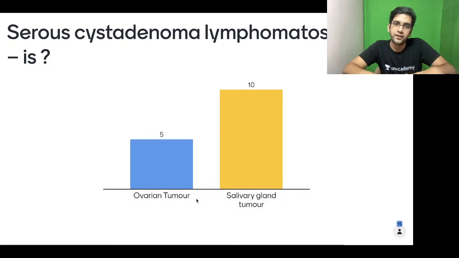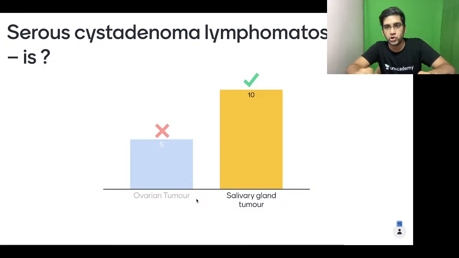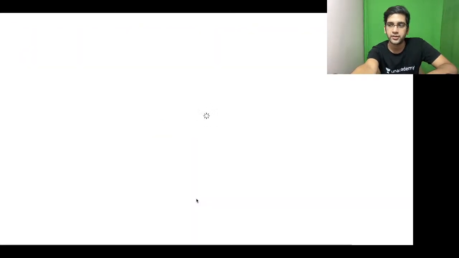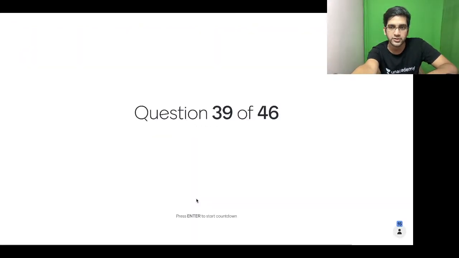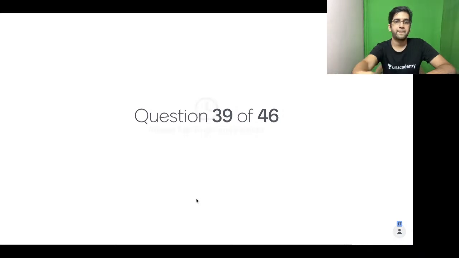Okay, let's look. Serous cystadenoma lymphomatosum is the other name for Warthin's tumor. It's a tumor seen in salivary gland. Ovarian carcinomas are serous cystadenocarcinomas. It's not serous cystadenoma lymphomatosum. Fine. Okay, we'll go to the next. Seven more questions. Let's start.